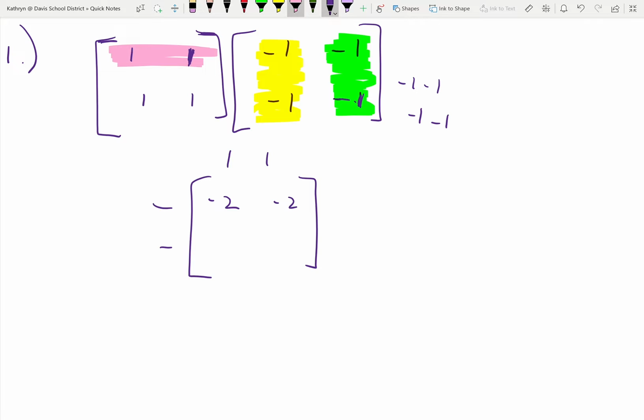-2. Now I'm going to go purple to yellow, and this 1 right here drops down. So 1 times -1 is a -1, 1 times -1 is a -1, -1 and -1 is a -2. Purple to green, the one on the right drops down. 1 times -1 is a -1, 1 times -1 is a -1, -1 and -1 is a -2. Okay, so that's your answer.